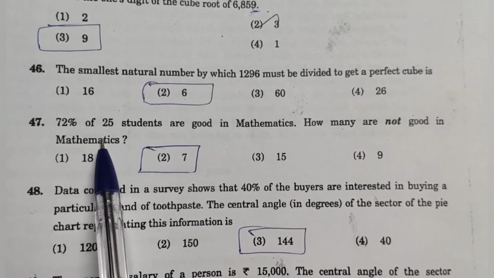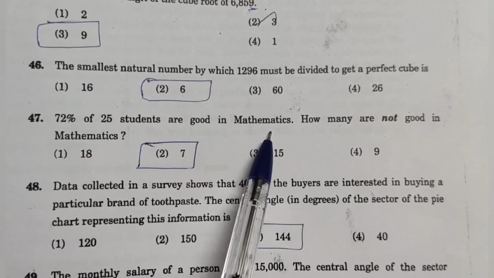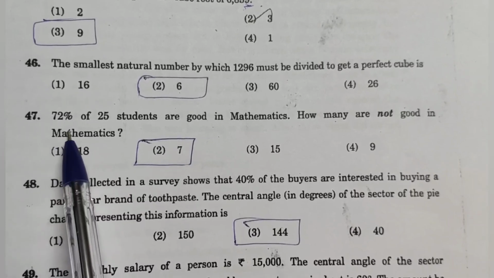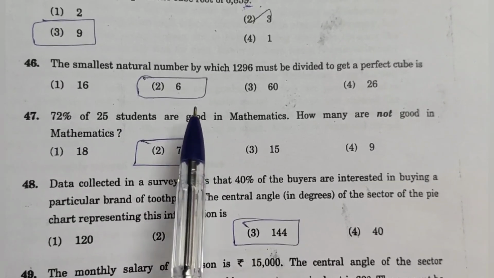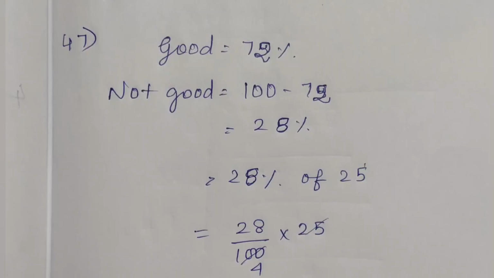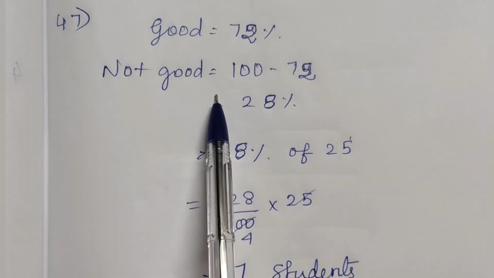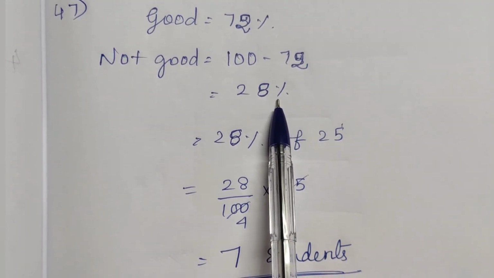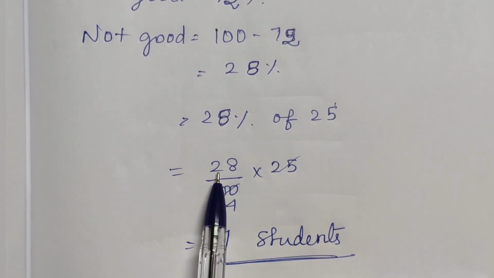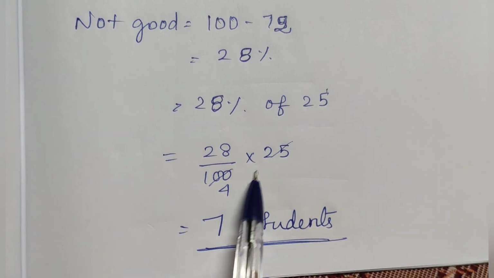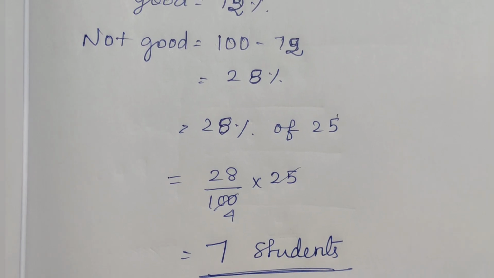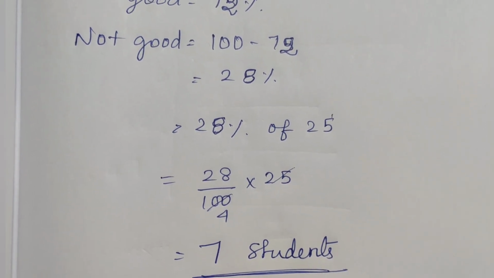47. 72% of 25 students are good in mathematics. How many are not good in mathematics? See, 72% are good in mathematics. So not good in mathematics, how many percentage? 100 minus 72, 28%. So how many are not good in mathematics? 28% of 25 students. 28 by 100 into 25. 25 goes in 100 4 times. 28 divided by 4, 7 students out of 25 are not good in mathematics.